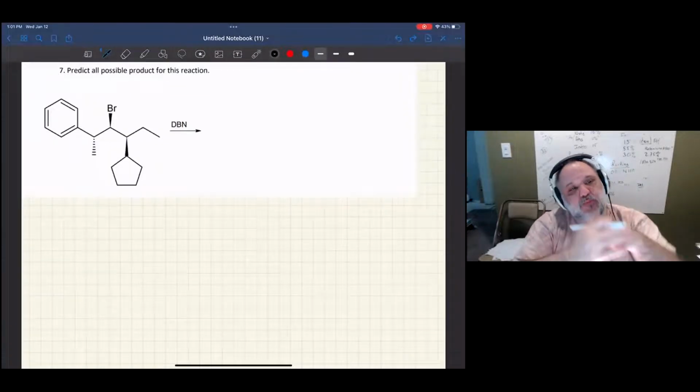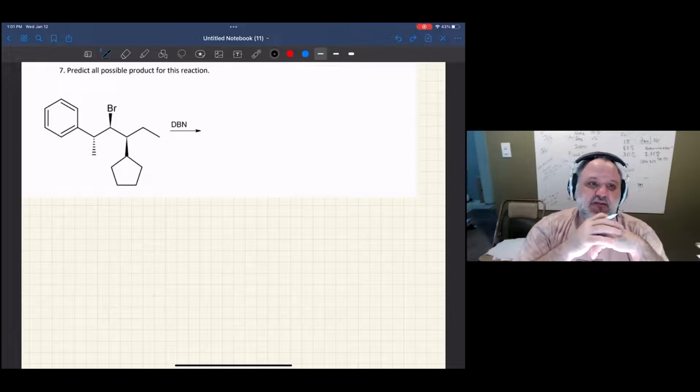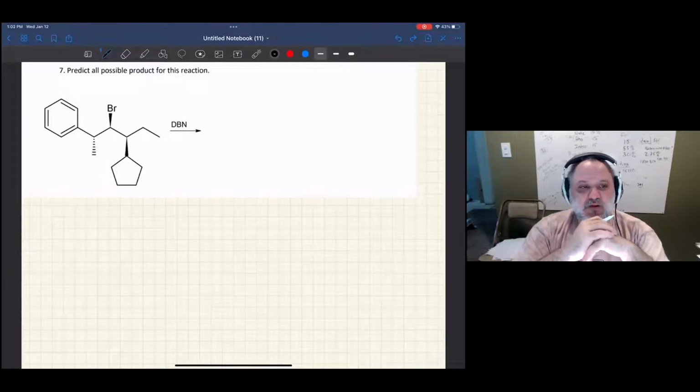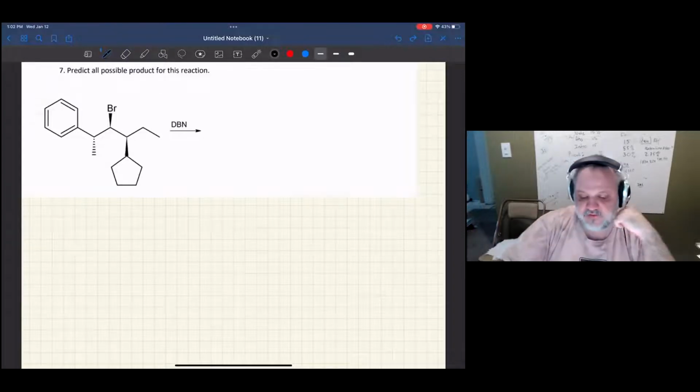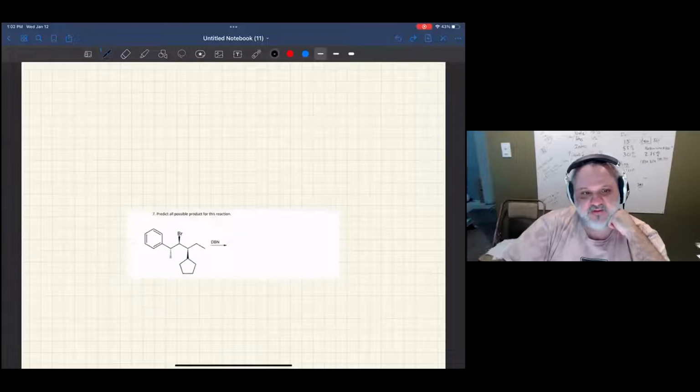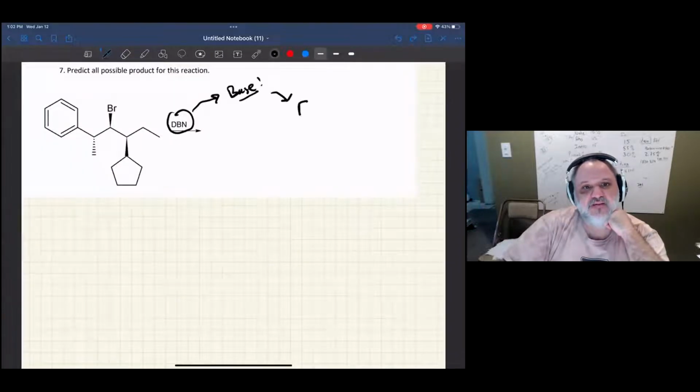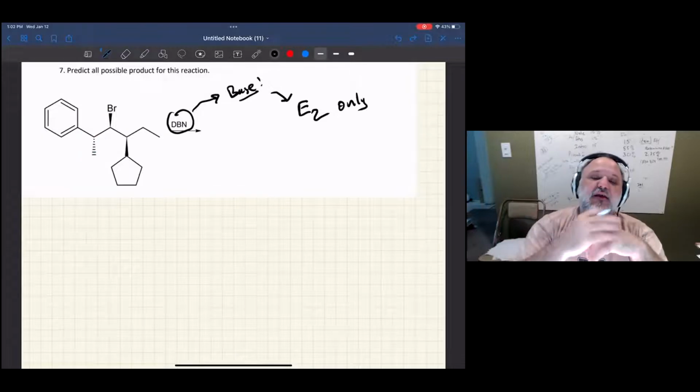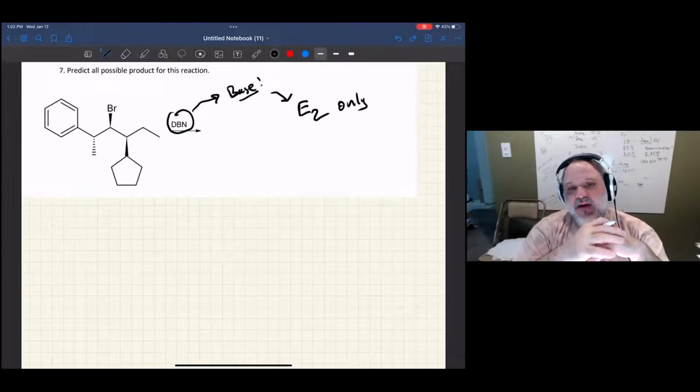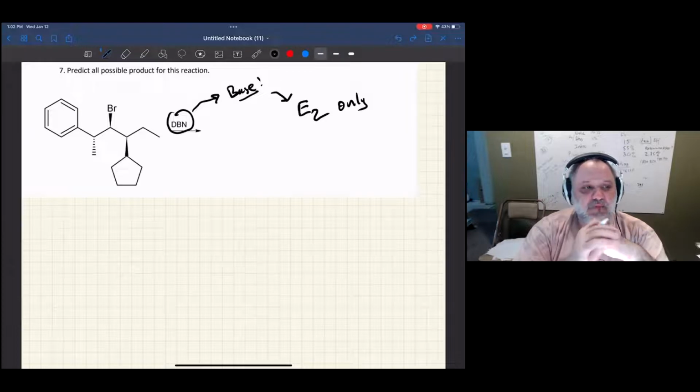Okay, predict all the possible products for this reaction. That seems like a simple consideration to make. So let's take a look at it. What's going on? Okay, so my reactant is DBN, and I have to remember that DBN is a base only, and so that means it will be E2 reaction mechanisms that are in play.